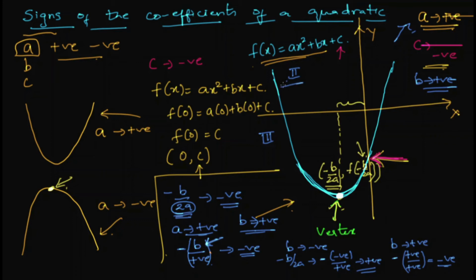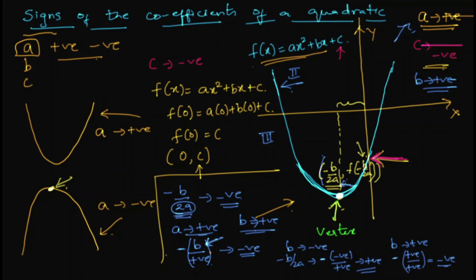A is straightforward. If the parabola opens upwards, A is positive, opens downwards, A is negative. C, depending on the y-intercept. If the y-intercept is on the positive side, C is positive. Y-intercept is on the negative side, C is negative. And when it comes to B, we have to focus on the vertex, x-coordinate of the vertex, which is nothing but minus B over 2A. So depending on A and B values, the vertex position is decided.